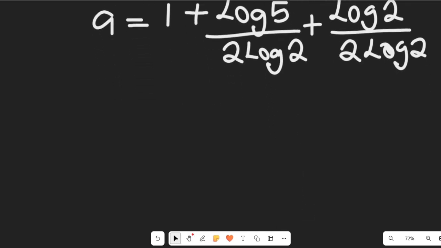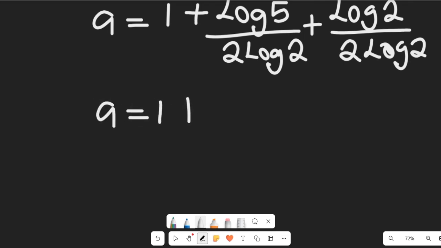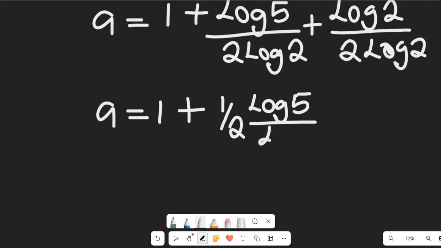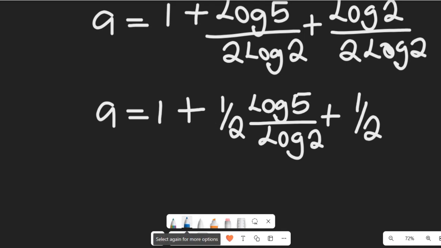Now if I look at this in the next step, we can see that a is equal to 1 plus, this can give me 1 divided by 2 log of 5 divided by log of 2 plus, this is going to give me 1 divided by 2. Why? Because log of 2 will cancel out log of 2.